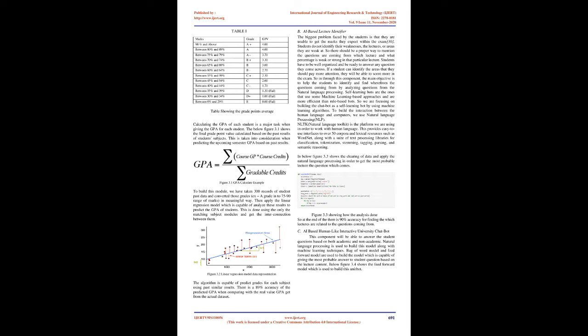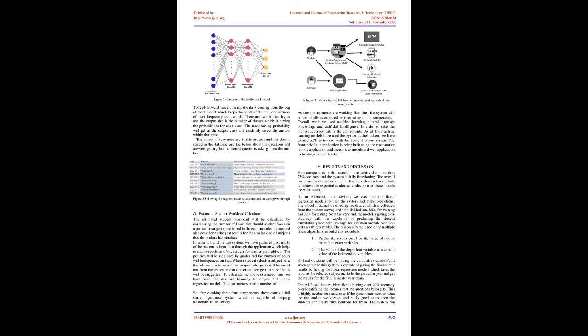Figure 3.4 below shows the feed-forward model which is used to build this unibot. To the feed-forward model, the input data comes from the bag-of-words model, which keeps the count of the total occurrences of the most frequently used words. There are two hidden layers and the output size is the number of classes, which holds the probabilities for each class. The class with the highest probability is the output class, and an answer is randomly selected within that class. The output is very accurate in this process and the data is stored in the database. The figures below show the questions and answers received from different questions asked of the unibot.